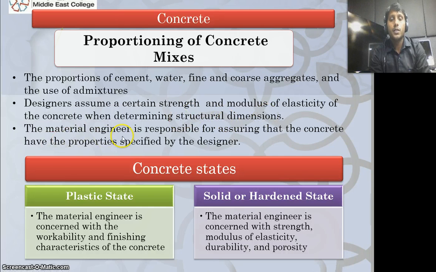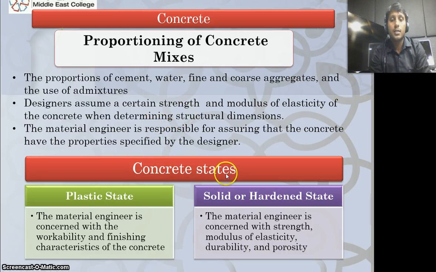Designers assume a certain strength and modulus of elasticity of the concrete when determining structural dimensions. The material engineer is responsible for assuring that the concrete has the properties specified by the designer. So at the time of designing, the designer should have an idea about the strength of concrete and modulus of elasticity of concrete. They have to consider all these things, and the material engineer is responsible for checking whether the properties specified by the designer are attained in the preparation of the concrete or not.